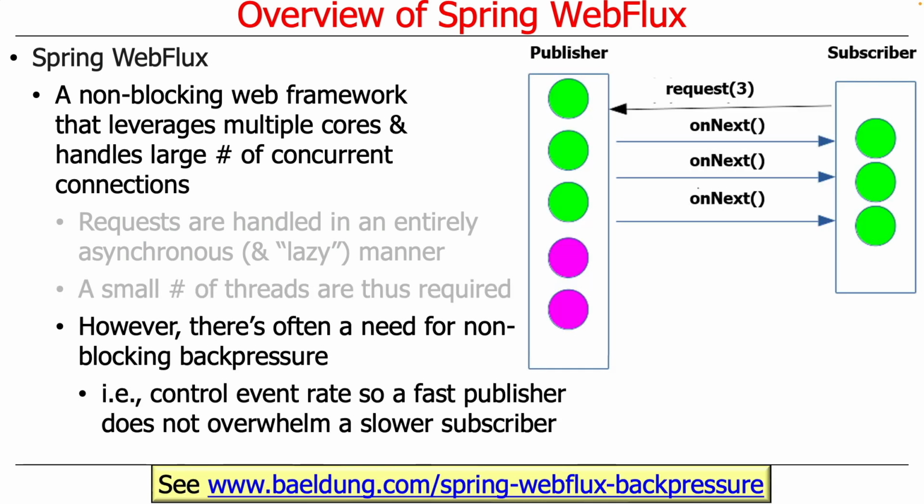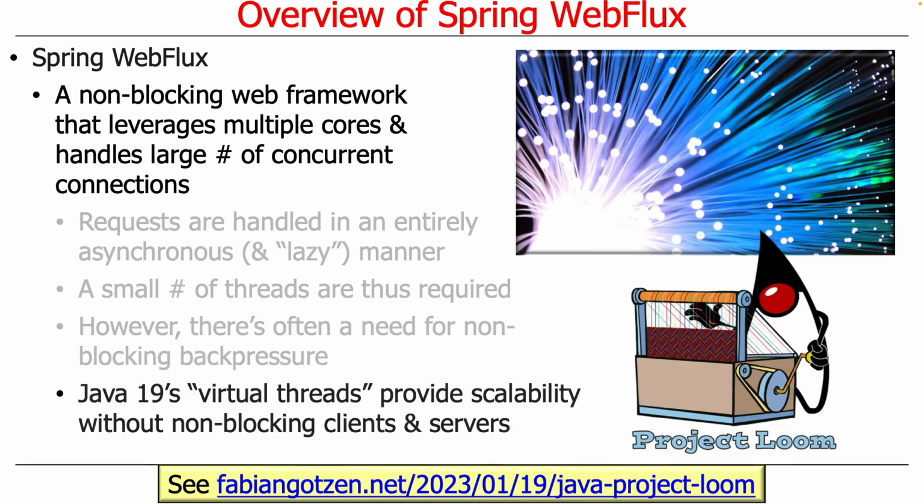Now, one of the consequences of doing things in this very asynchronous way is there may be a need for so-called non-blocking back pressure. We haven't talked a lot about back pressure, and we'll talk more about it in the next couple of weeks. But what back pressure does is it allows the consumer or the subscriber to control the event rate so that faster publishers don't overwhelm the subscriber, drowning it in a sea of events coming to it more quickly than it can deal with. And we'll talk a lot more about that.